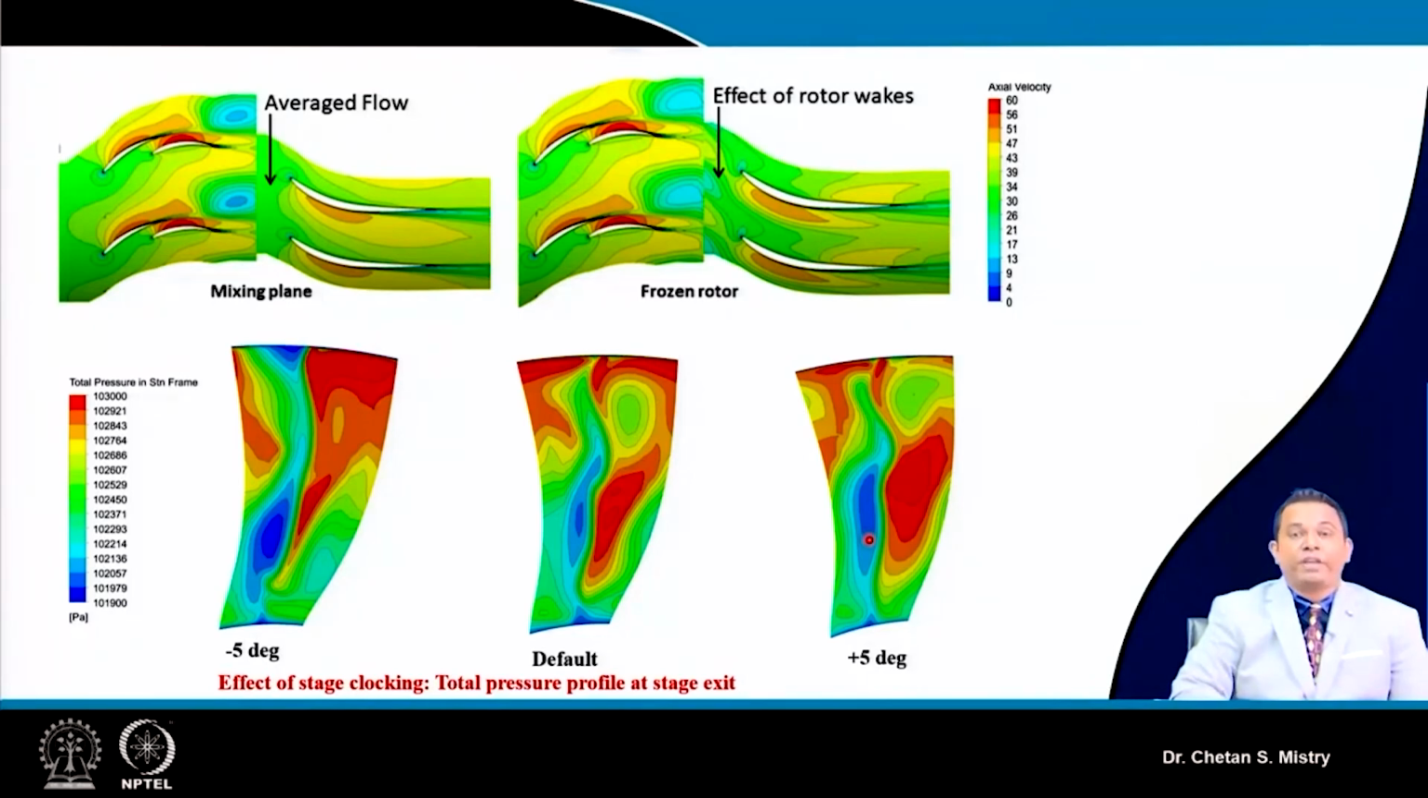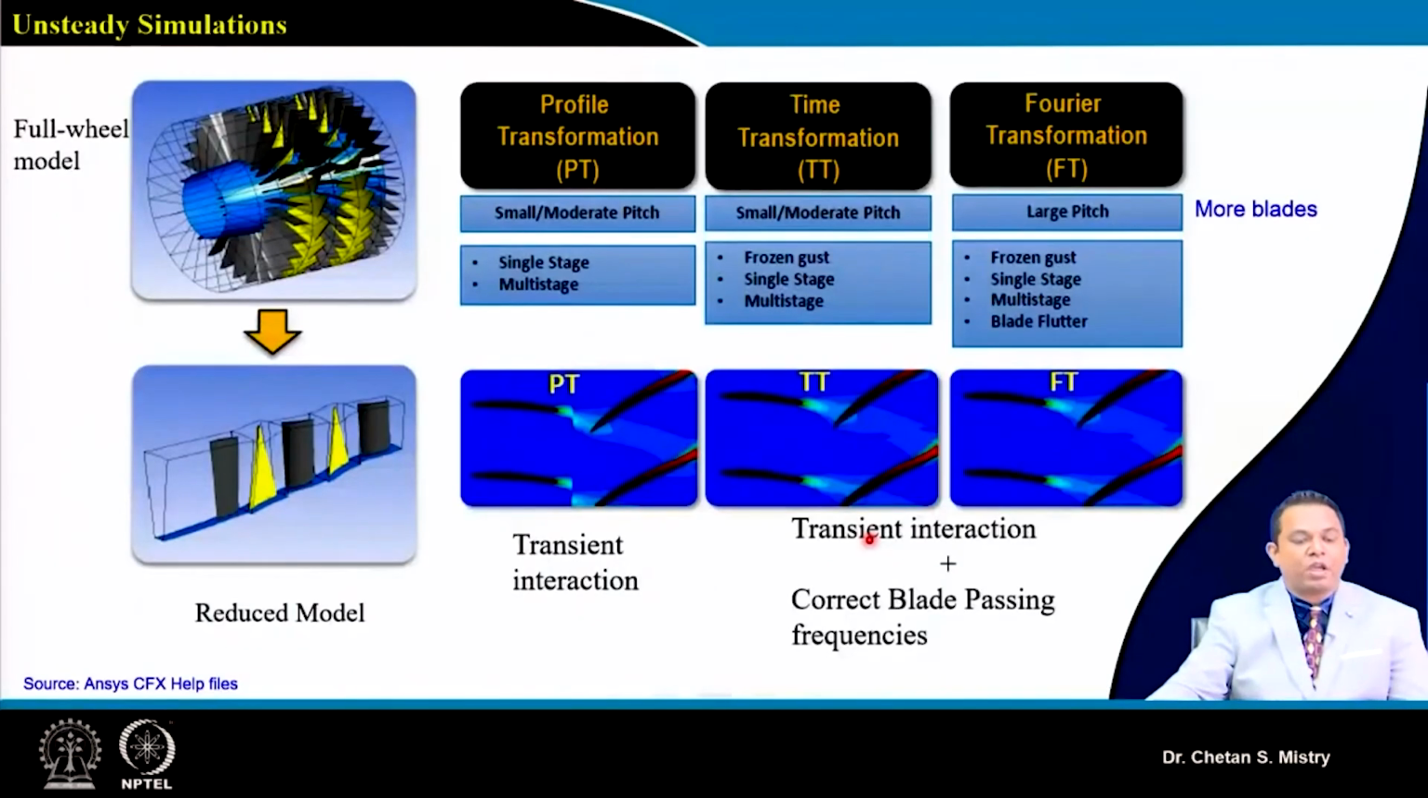So we need to be very careful when we are selecting between the frozen rotor approach and the mixing plane approach. As and when you are doing analysis, we need to be careful about what approach we are selecting. What is our interest? Basically, all the things that are coming, that is what we want to analyze. Based on that we need to use different approaches.